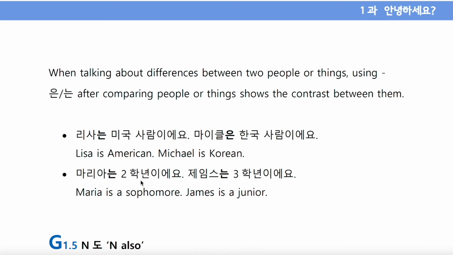마리아는 2학년이에요. 제임스는 3학년이에요. So Maria is a sophomore, James is a junior. So I'm comparing Maria's and James' school years. I'm showing this contrast between Maria and James here.